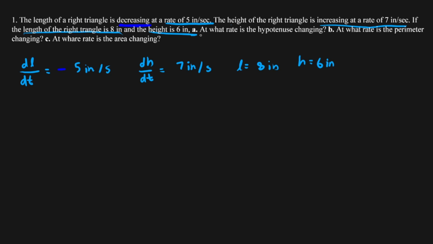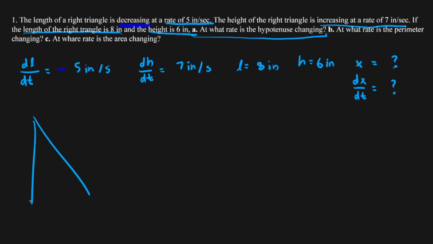For the first part of the problem, we're asked to find the rate at which the hypotenuse is changing, so the derivative of the hypotenuse with respect to time. Let's call the hypotenuse x. We don't know x, and we also do not know the rate at which x changes. So we have everything we're given so far. Let's draw our triangle. So this is our right triangle.